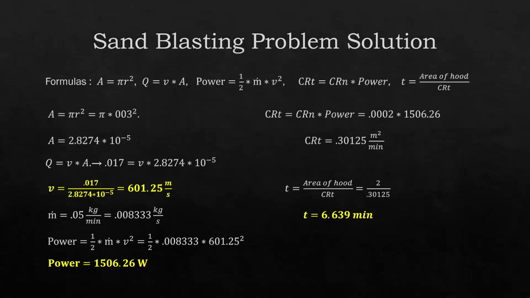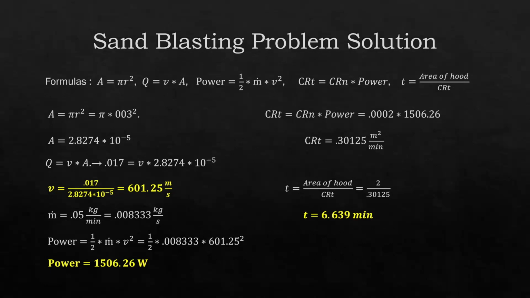So here are the formulas again at the top. First, you want to calculate the area of the exit nozzle, and you take the diameter divided by 2, use it as the radius, get the area. Now we're going to take the flow rate, the volumetric flow rate, divided by the area to get the velocity of the stream, which is 601.25 meters a second.